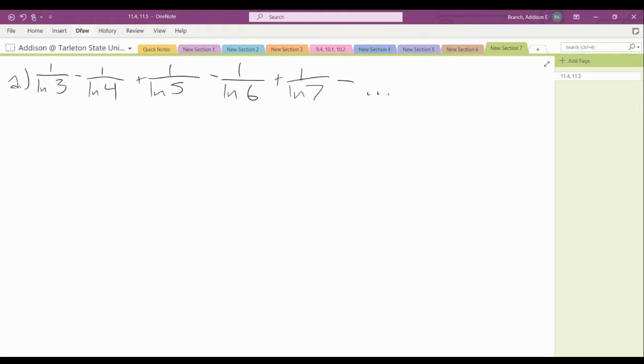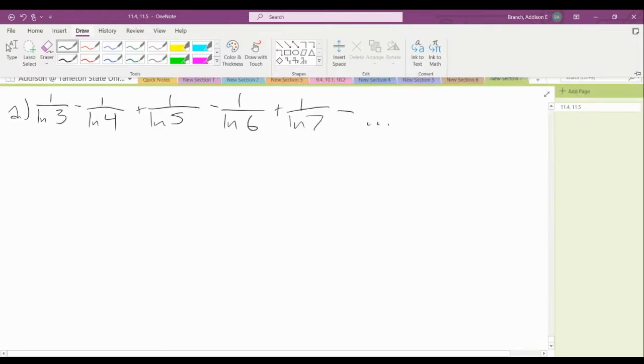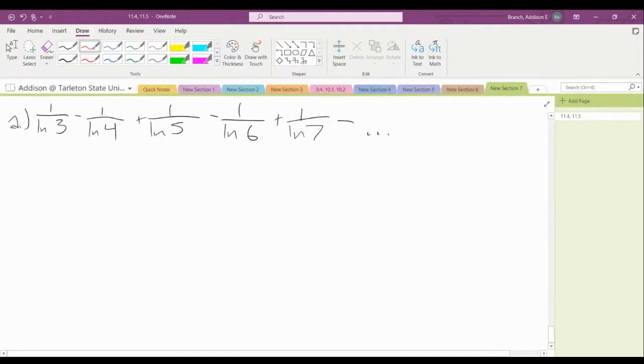So the first thing that we need to do is come up with a series for this. We can see we're flipping back and forth, so it is going to be an alternating series. We have a couple options. We can start with n equals 1 or n equals 3. Either way works. Let's do n equals 3, just to make things a little bit easier.